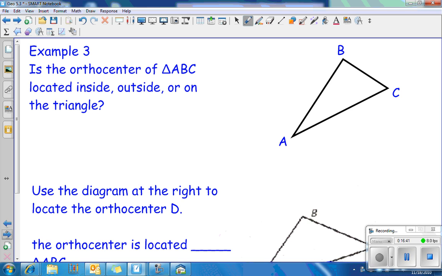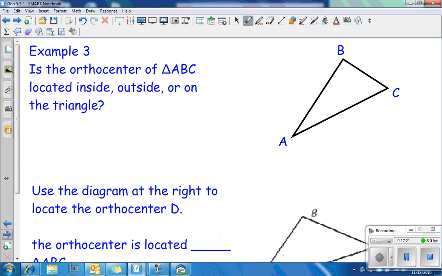All right, is the centroid, or excuse me, is the orthocenter of triangle ABC located inside, outside, or on the triangle? Now, the orthocenter, does anybody know what that is? It's the point of concurrency where your altitudes intersect. Now, what's an altitude? Anybody remember? Starts at the vertex and it goes where? Not necessarily up. A lot of times it is the height. It goes to the edge of your picture, creating a 90-degree angle, right?